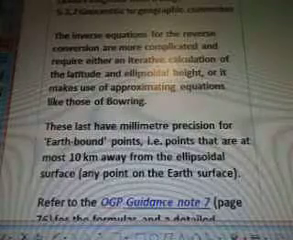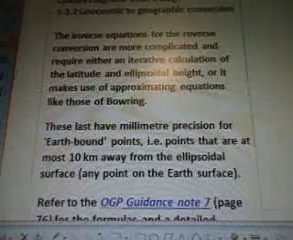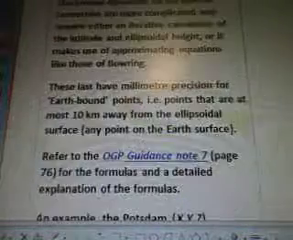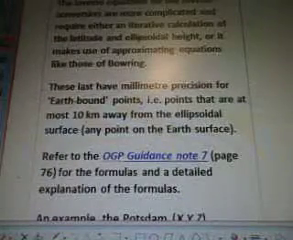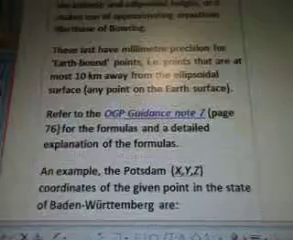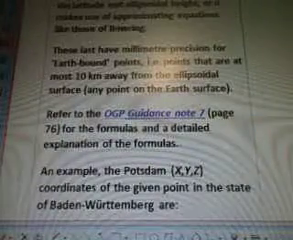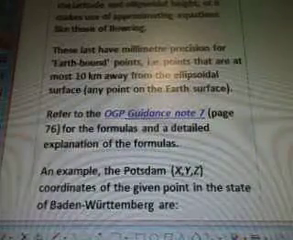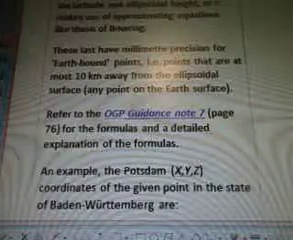The inverse equations for the reverse conversion are more complicated and require either an iterative calculation of the latitude and ellipsoidal height, or it makes use of the approximating equations like those of Bowring. These last have millimeter precision for earthbound points, i.e. points that are at most 10 kilometers away from the ellipsoidal surface, any point on the Earth's surface.